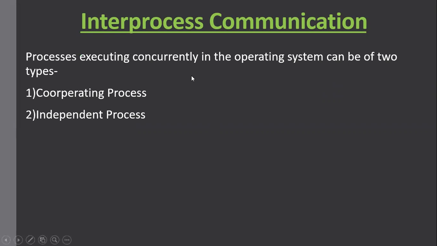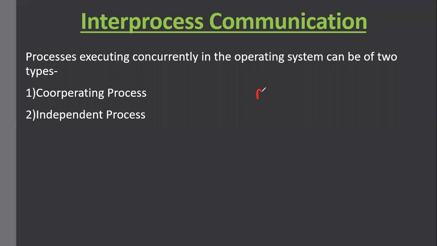Hello everyone. Today we will discuss inter-process communication. So inter-process communication means communication between different processes. Processes executing in an operating system can be of two types: cooperating process and independent process.